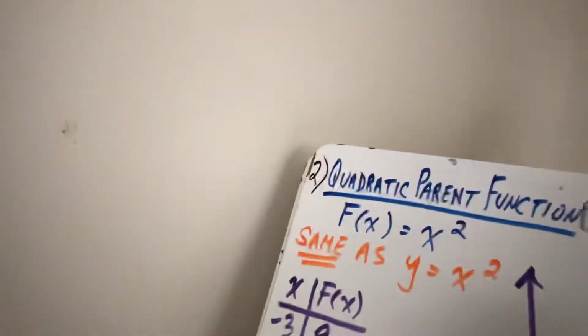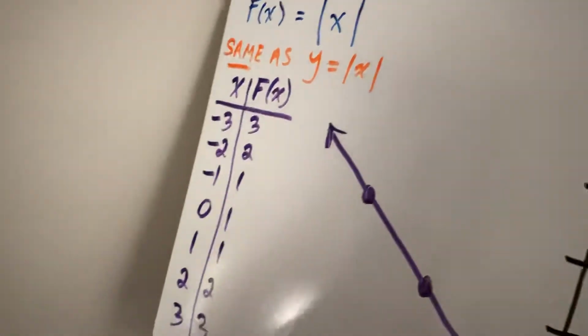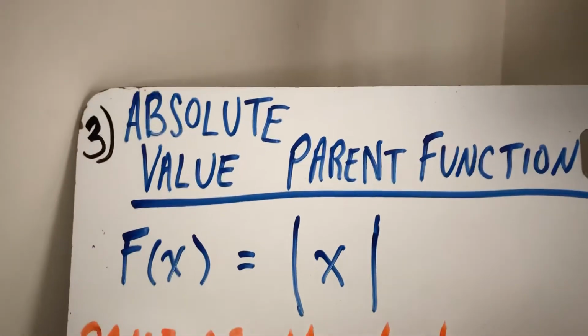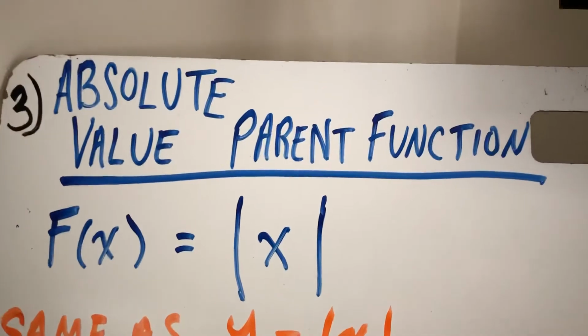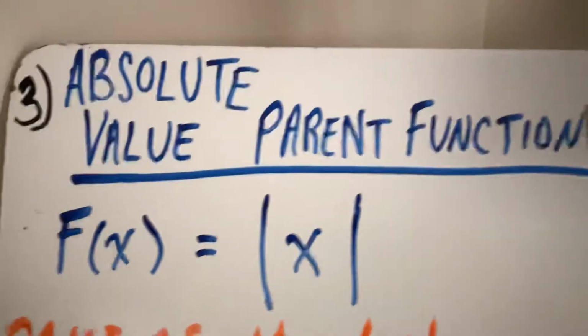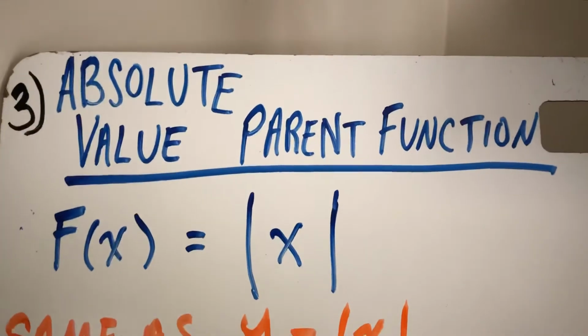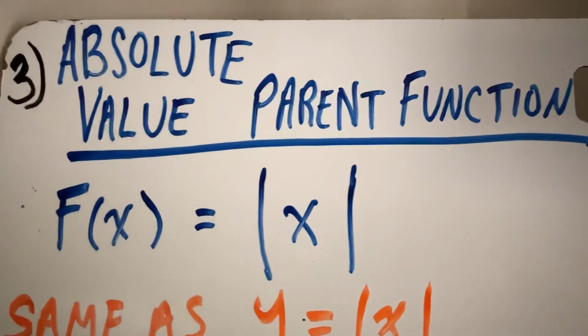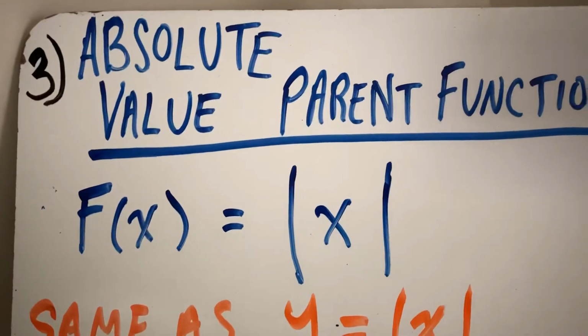All right. Next one. Okay. Next one is called the absolute value parent function. I'm not sure if we talked much about absolute value, but absolute value is basically meaning this. The absolute value of, say, negative 4 is positive 4.